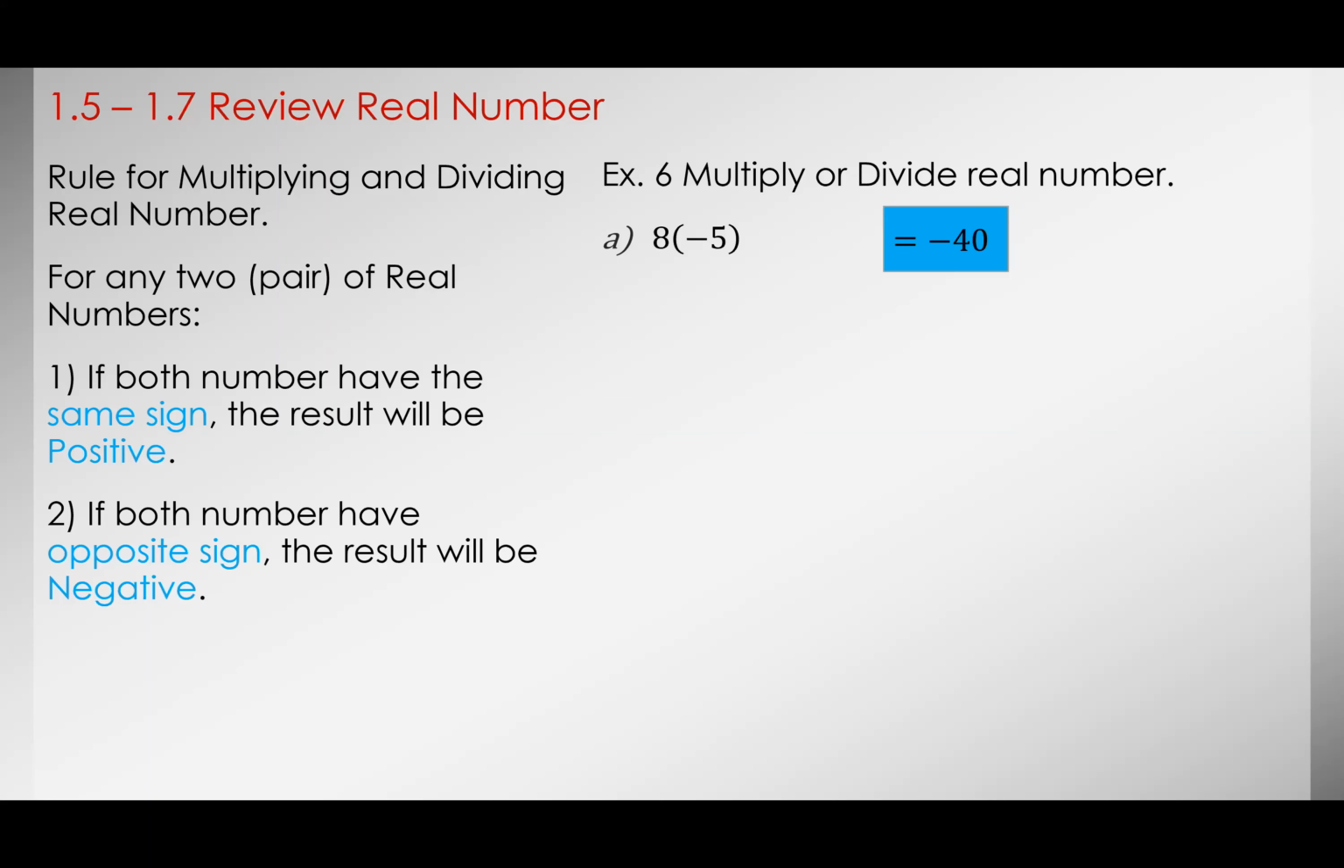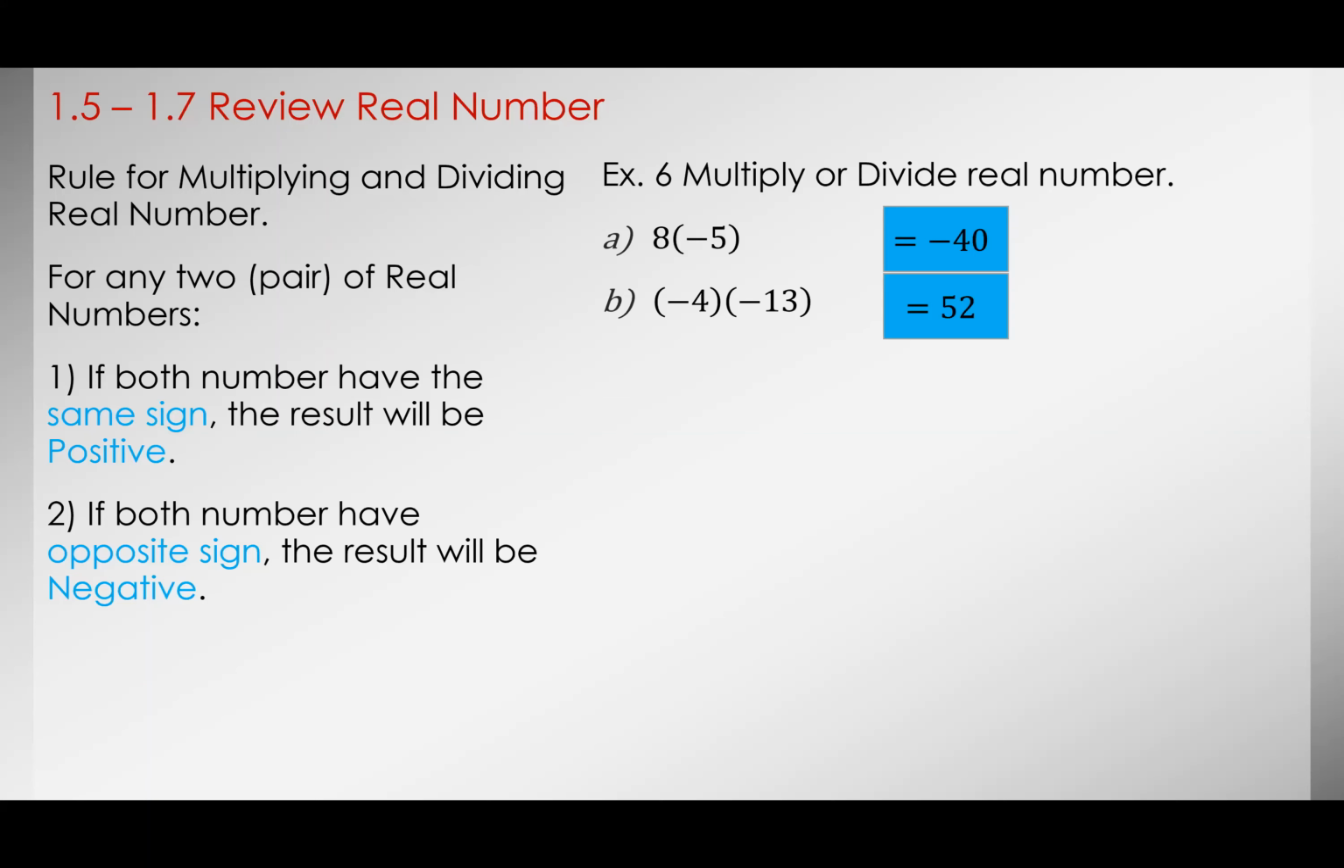Okay, and similarly, right, negative 4 times a negative 13. A negative times a negative will give me a positive, which is again 4 times 13 will give me 52. The result will be positive 52.